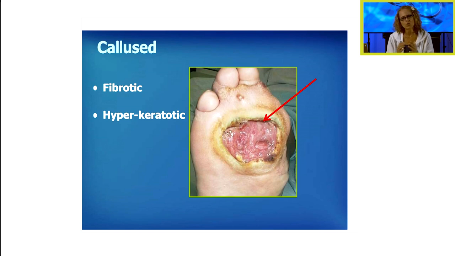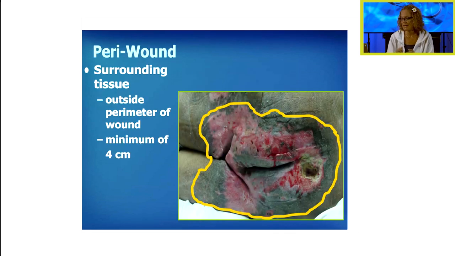Here we can see that the wound edges are fibrotic or hyperkeratotic, meaning that there's an overgrowth of skin, and also that it looks thickened, and almost like a scar tissue. And again, the same issue going on here, where in this situation, we cannot get the important new fresh cells to come in so that healing can take place. What we're trying to accomplish here is for the wound to be able to close, and this is not possible if a wound looks like this.